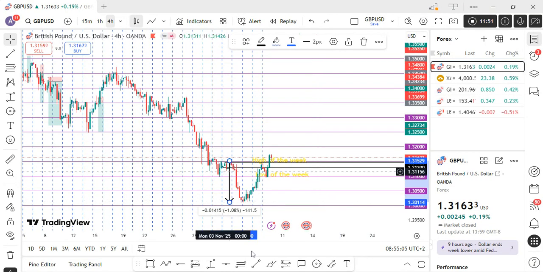The market was selling. So what happened here? You can clearly see price failed to break above. It failed to create a new high. It got rejected, and the market dumped to the downside, making a 141 pip movement. So you can clearly see that this is exactly how I trade.